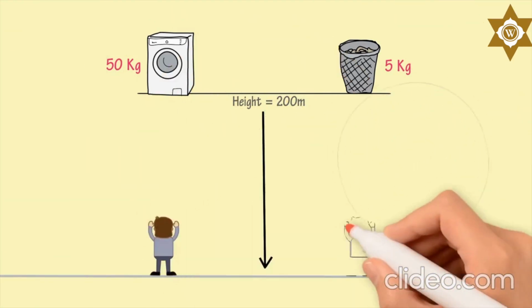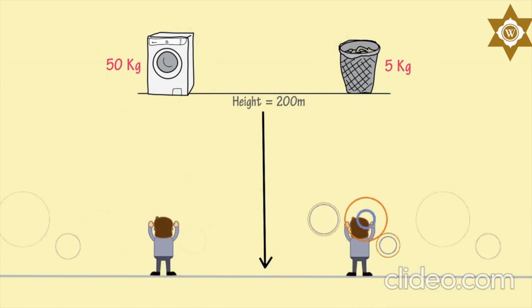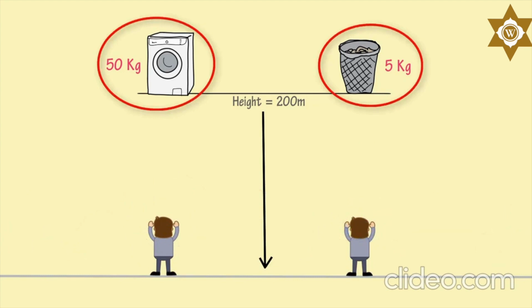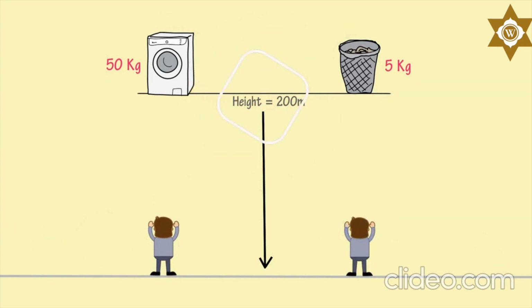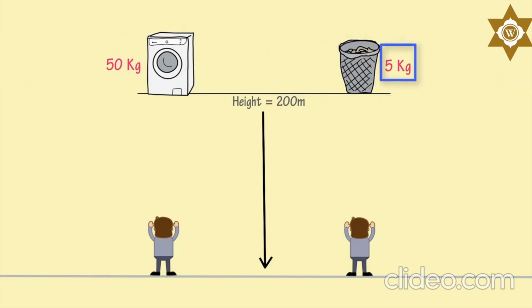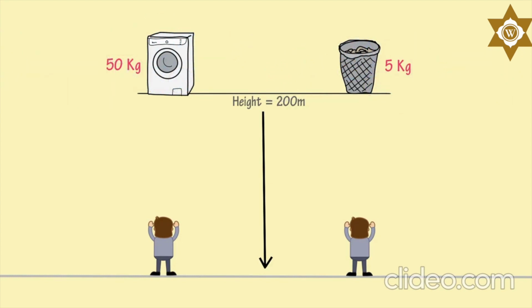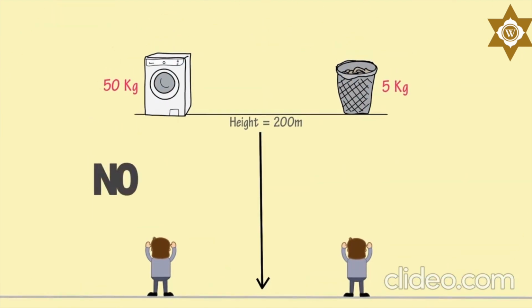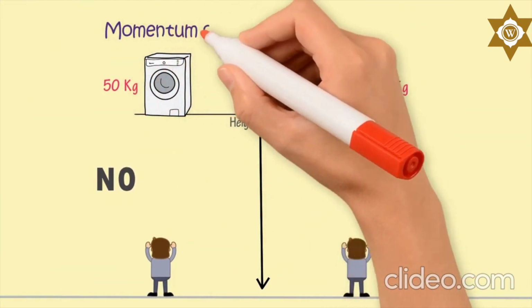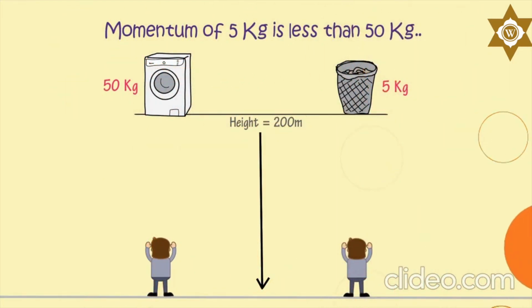If I ask you to catch one object out of these two objects, which object would you choose to catch? I am sure you will choose the object of mass 5 kg. Is it because the mass of 5 kg is less than 50 kg? The answer in physics is no. It is because the momentum of the 5 kg body is less than the momentum of the 50 kg object.